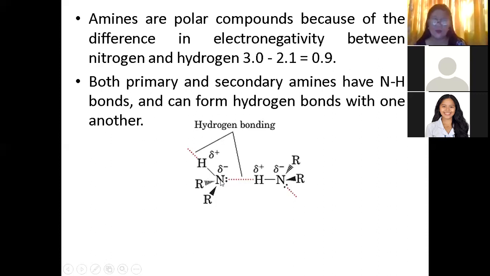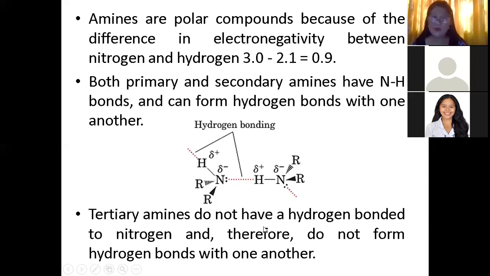So your amine here can form hydrogen bond with other amine as long as it is secondary or primary. Both primary and secondary can form hydrogen bonds. But tertiary, none. It has no hydrogen bonded to nitrogen. Therefore, it can no longer form hydrogen bond with other amine.